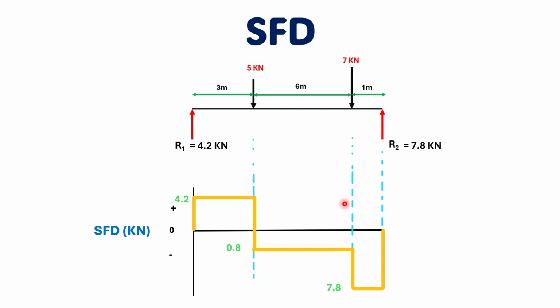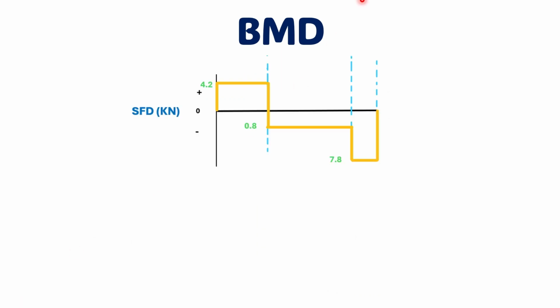Now in the next slide we will be drawing the bending moment diagram with the help of this shear force diagram. Remember this: with the help of the free body diagram we draw the shear force diagram, and with the help of this shear force diagram we will be drawing the bending moment diagram. Here you can see that with the help of the shear force diagram we can easily draw the bending moment diagram. For this we need a few things.